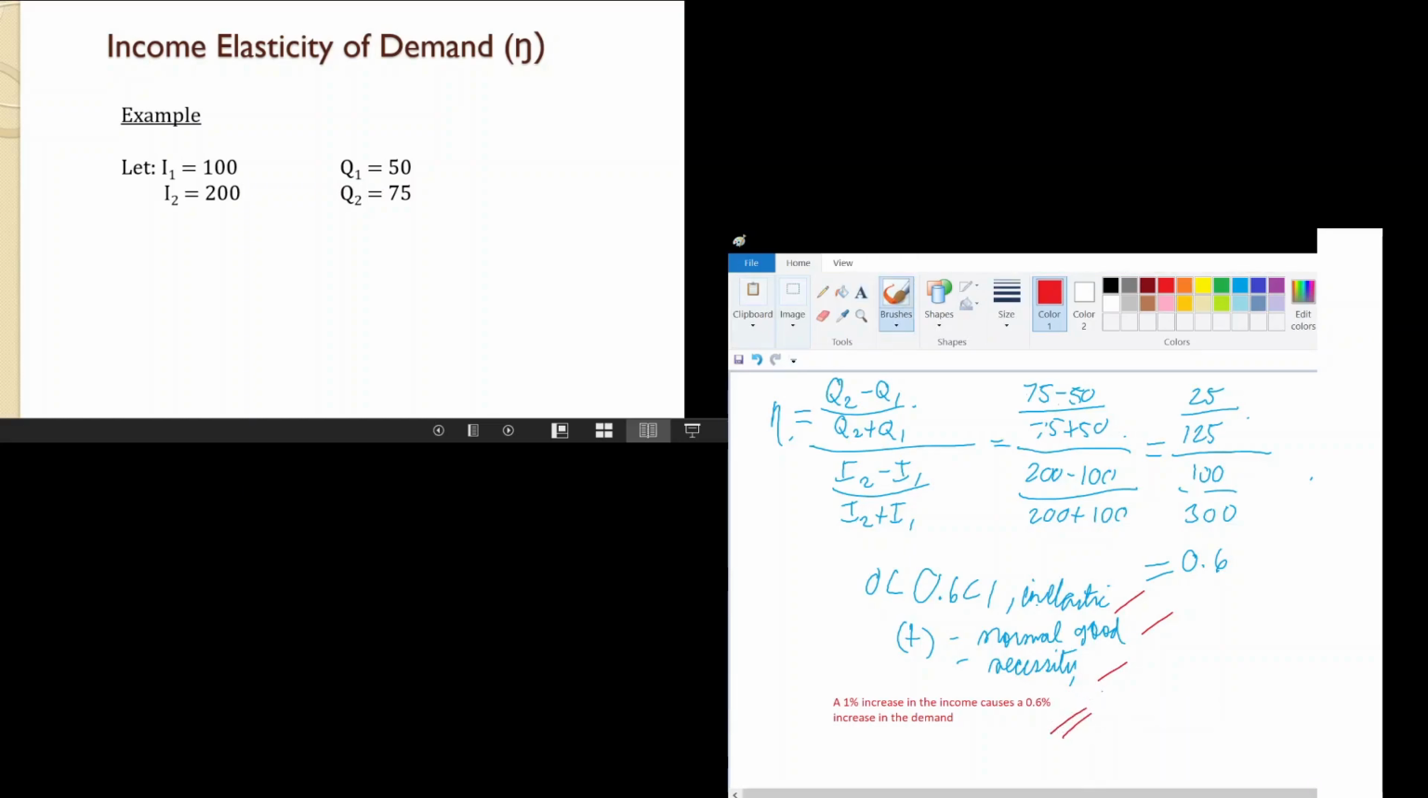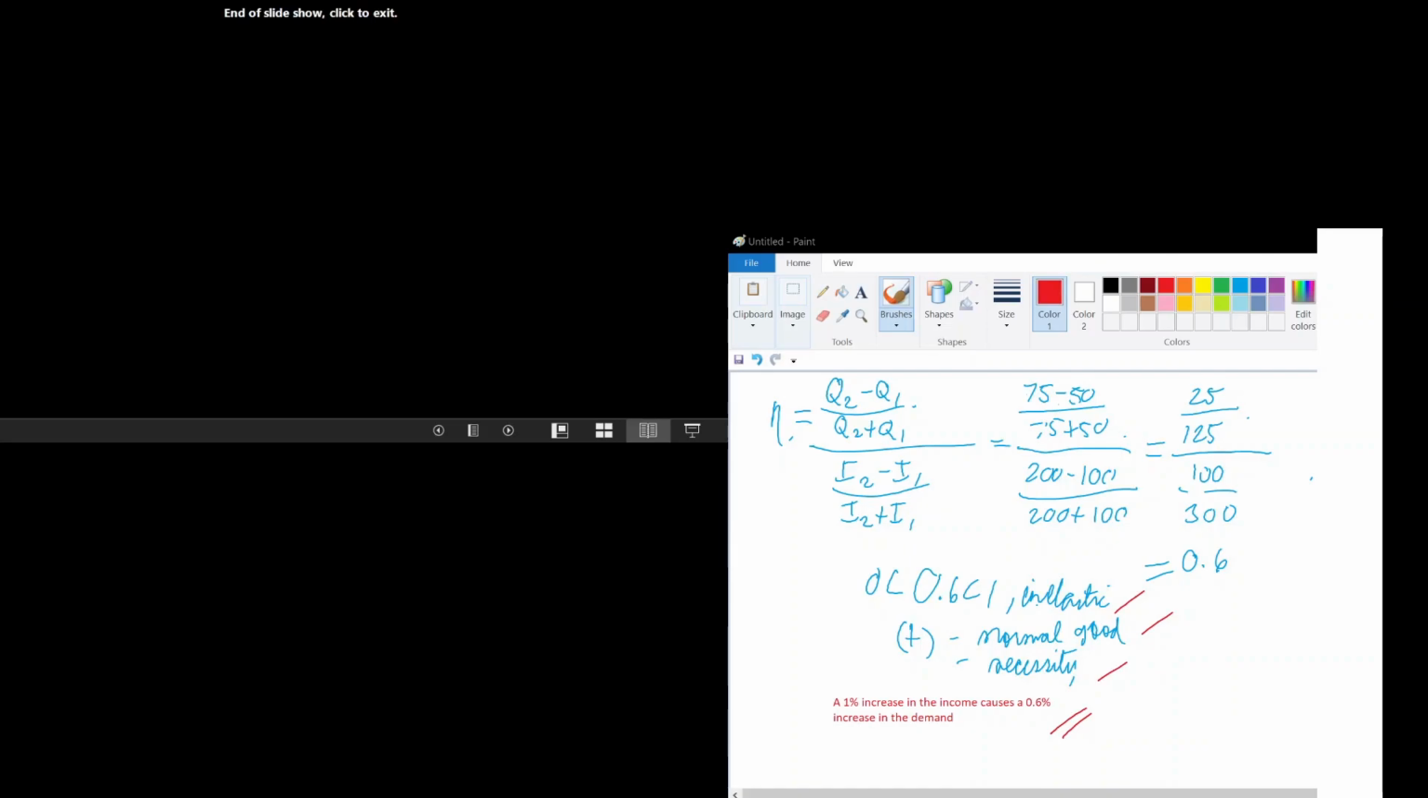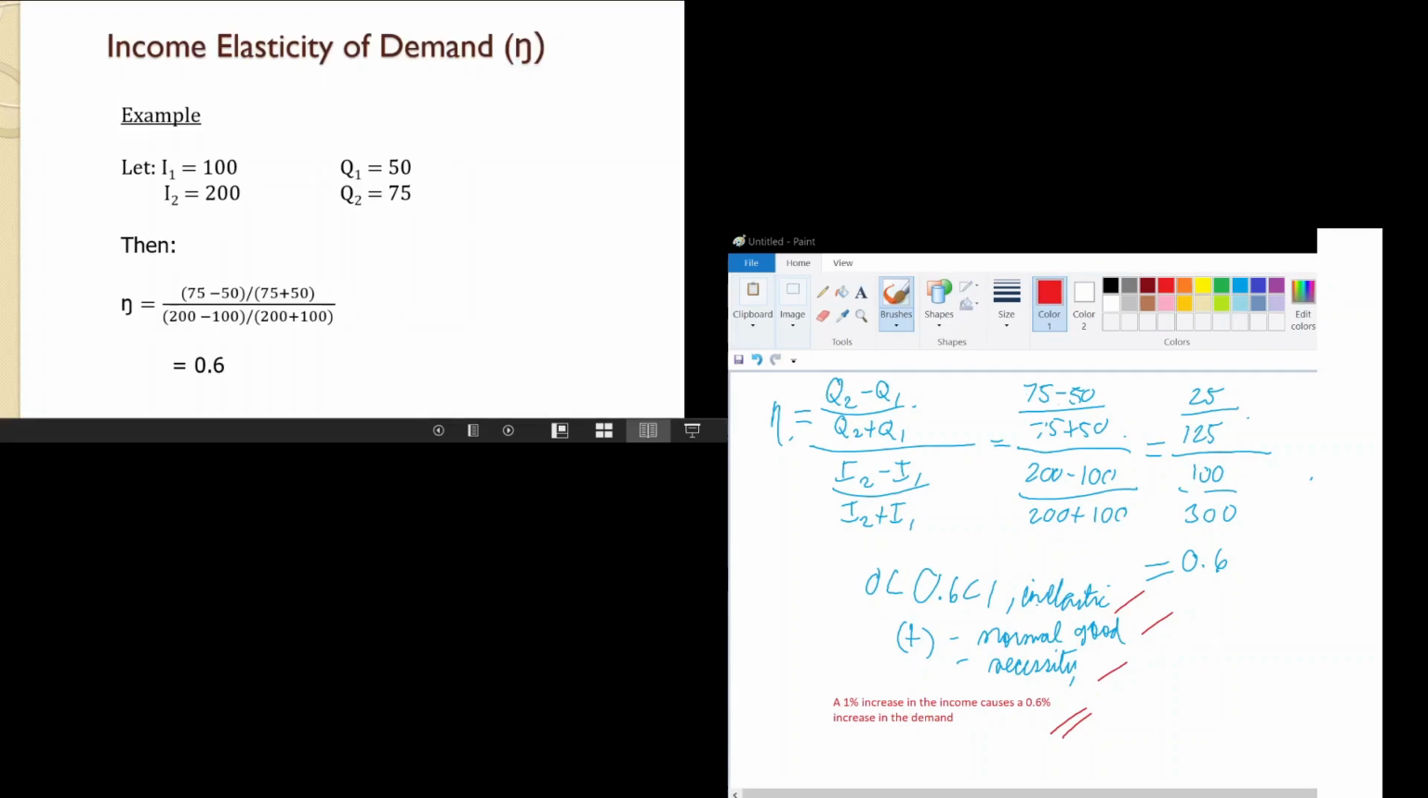Okay? So, we have inelastic, normal good, necessity, then a 1% increase in the income causes a 0.6% increase in the demand. Okay. So, tingnan natin kung tama yung sagot natin. Okay. So, 0.6. Okay. So, dito muna mag-e-end yung discussion ko.